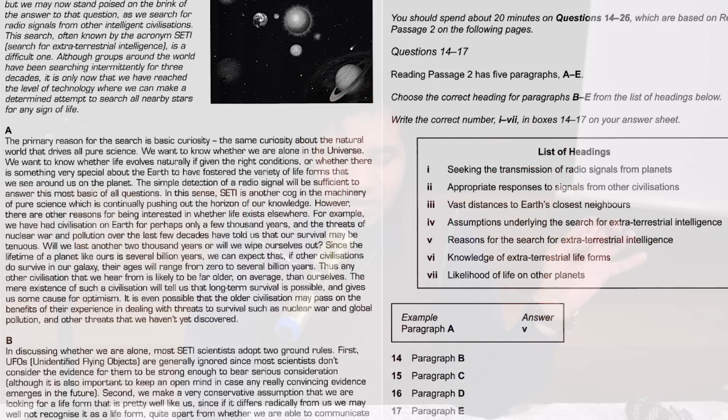Heading number 7, likelihood of life on other planets. Likelihood means chance. Now remember, 4 questions and we have 6 headings. So that means 2 headings are still extra, or they are the traps. Now please come to paragraph B. We'll first come to paragraph B.